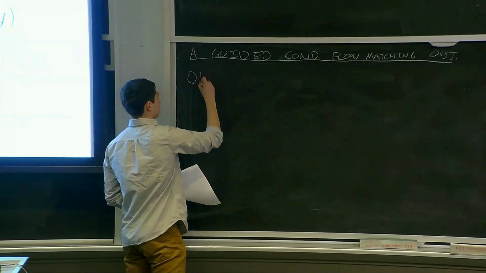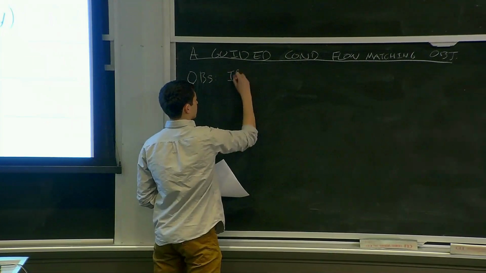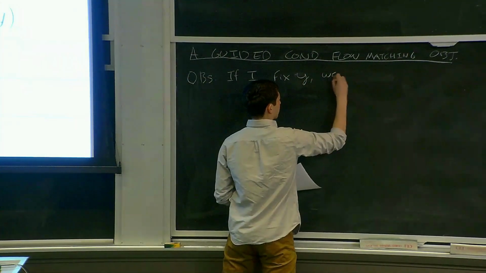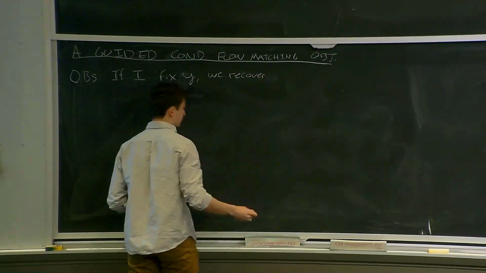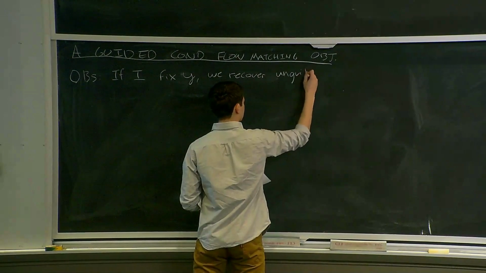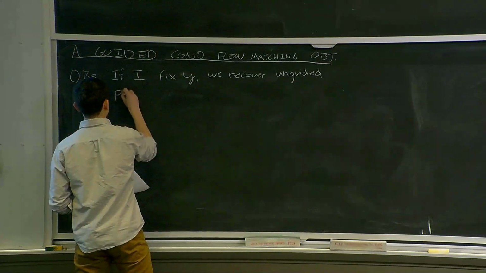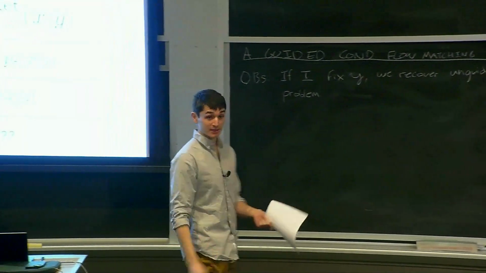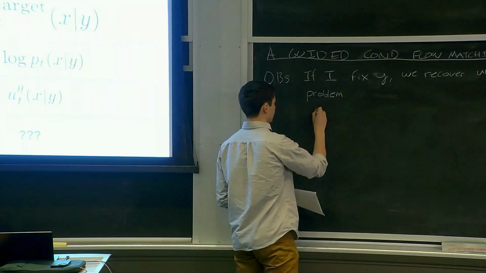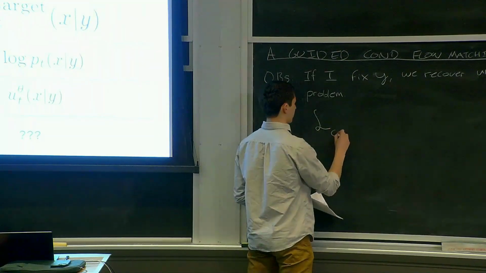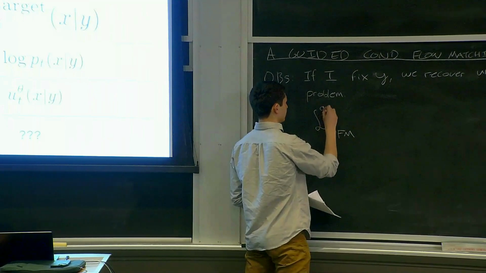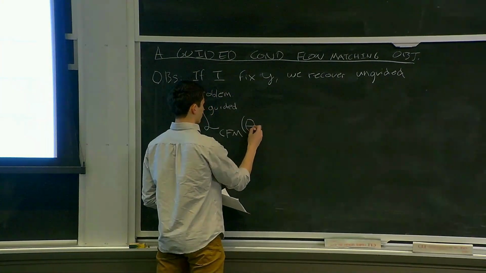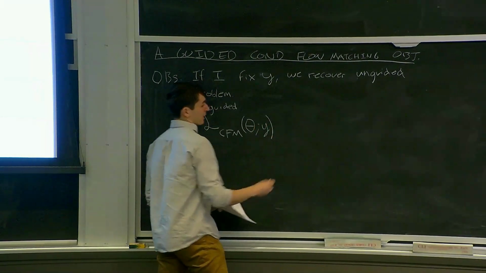Observation. OK. So if I fix y, we recover the unguided problem. All right, so we might think then that we can construct a CFM-esque objective with this fixed y. So let's just start writing and we'll see what makes sense. OK, let's call it L CFM. And then maybe I want to stick, let's call it guided, because again, there's a y kicking around in here. And this is a function of this parameter theta as well as this hyperparameter y, which is the fixed y. OK, and what is this? Well, this is an expectation.